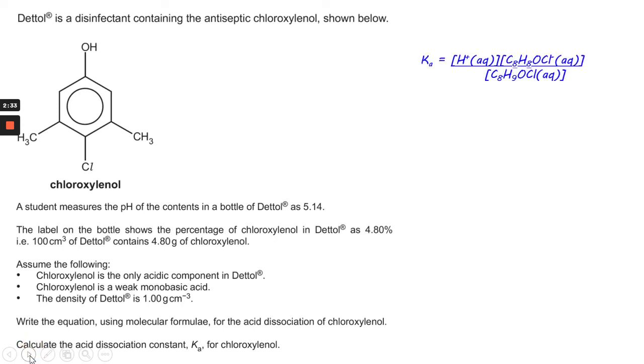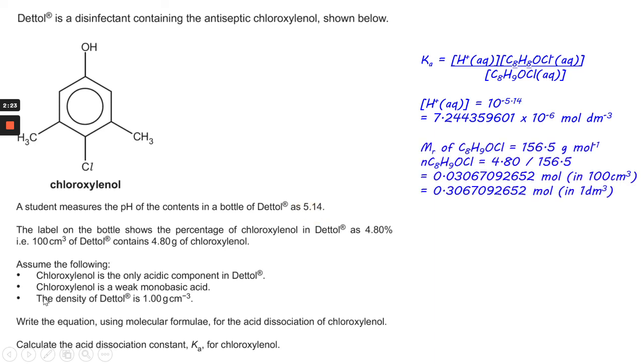So starting with our Ka expression, we can calculate the concentration of H plus ions by doing 10 to the minus 5.14. Remember, this was the pH. Now using the structure, we can construct the molecular formula for this compound, and using the periodic table work out the grams per mole. Dividing the mass present by the grams per mole gives us the moles in 100 centimeter cubed, and multiplying this number by 10 gives you the moles in 1 decimeter cubed. So therefore you can express the concentration of chloroxylenol in moles per decimeter cubed.